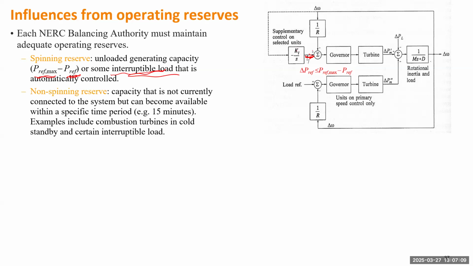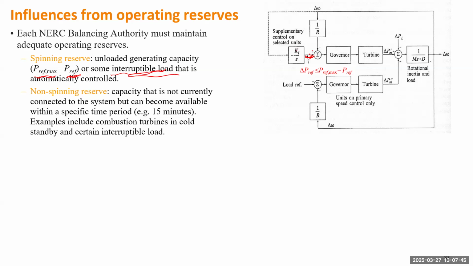Non-spinning reserve means it can be reserved, but it can take some time. For instance, if it's a gas turbine, it can easily just start up in 15 minutes. So that reserve will be ready in 15 minutes. But 15 minutes is too long for the governor. Governor needs real-time control. Even AGC prefers real-time control. So non-spinning reserve cannot help on governor or AGC, but they may help later for things like under frequency load shedding.